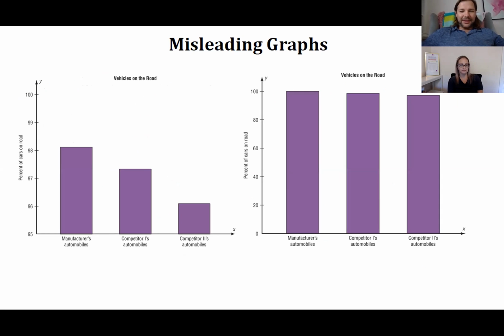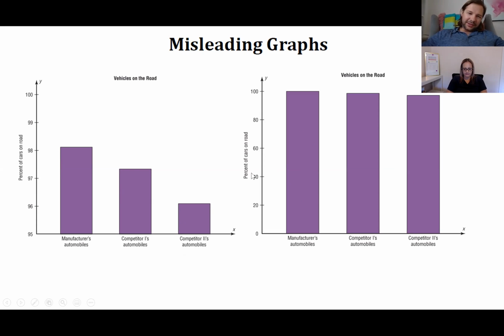Cool. Okay, now I get to play the misleading graphs game. So take a second and see if you can see what the trickster who made this graph is doing. If you look at manufacturers' automobiles, their competitors' automobiles, and competitor 2s, it looks like there's a huge difference between these 3 bars because of the way they've set up their y-axis. But if you look at the actual numbers, we have 98, 97, and 96, which, if you look at percent of cars on the road, it's essentially the same.